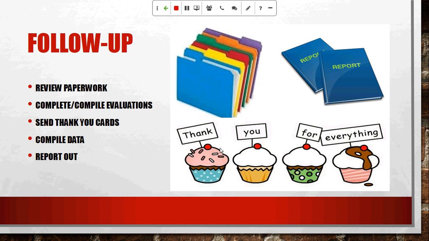Second is you want to complete evaluation or activity reports. So if you're required to do reporting to a specific grant, this is the time that you would do that. And also compile the information that you got during your evaluations. You also want to send out thank you letters or notes to the host agency and your volunteers. You'd be very surprised at how far just showing somebody that you appreciate their hard work will go.